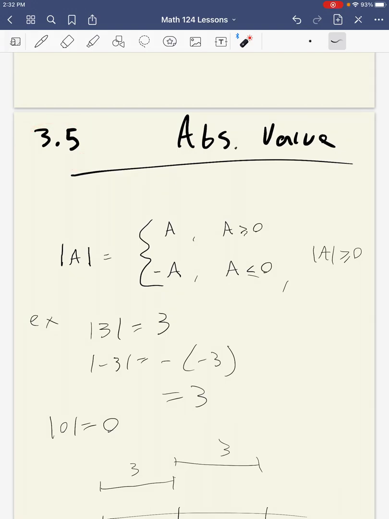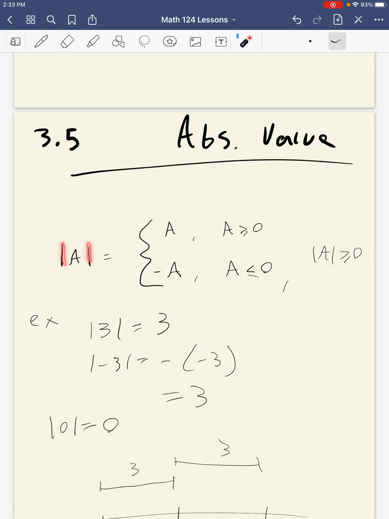Hello class, this is lesson 3.5. We look at the absolute value function, and we will look at equations and inequalities that have an absolute value in them. So this is the definition of absolute value.